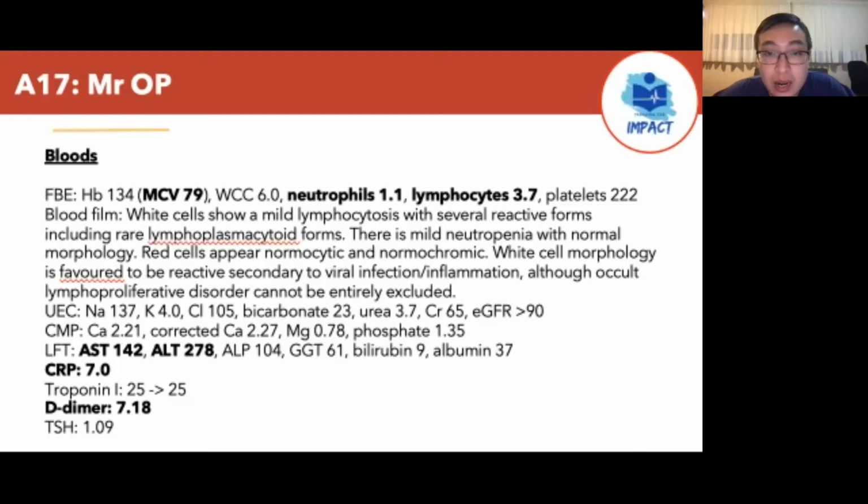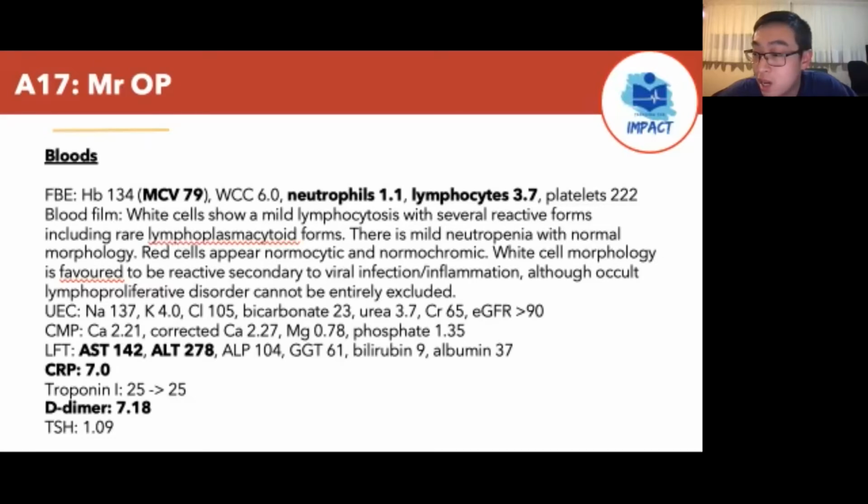It's a bit interesting. So the patient is mildly neutropenic and has mild lymphocytosis. The blood film is a bit interesting as well. Several reactive forms, including rare lymphoplasmacytoid forms. White cell morphology is favored to be reactive secondary to viral infection or inflammation, although occult lymphoproliferative disorder cannot be entirely excluded. So Sybil might be on the money.